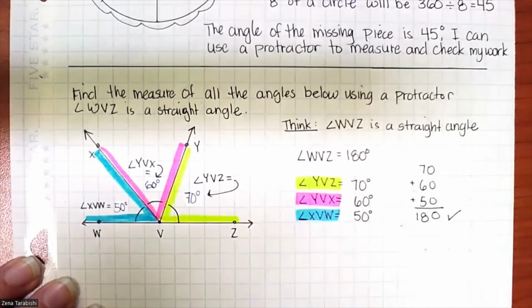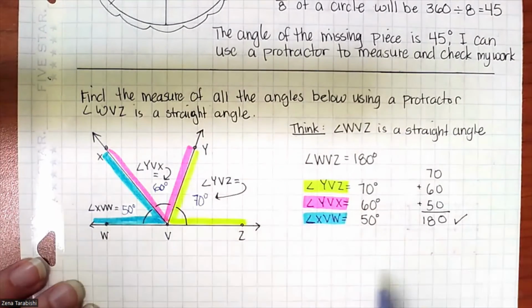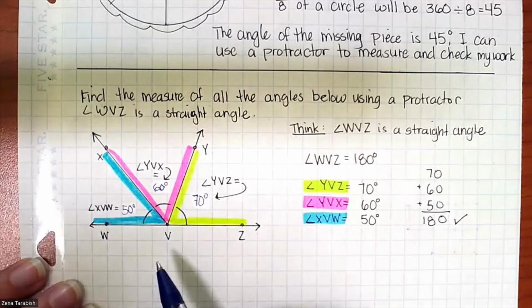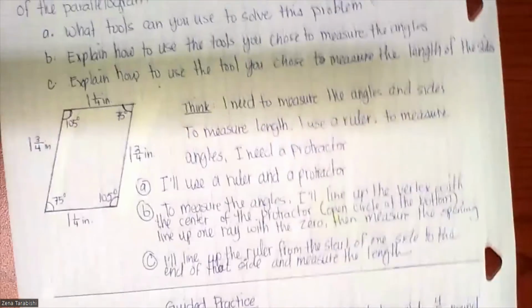5 and 6 and 7 equals 18. So my answer does check out. It does equal 180 degrees. So I know my angle measurements here are correct. Let's go ahead and take a look at another example.